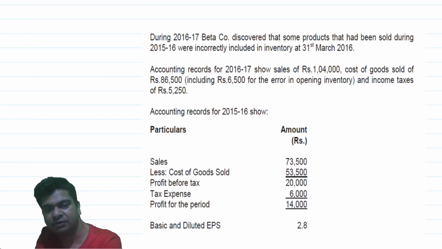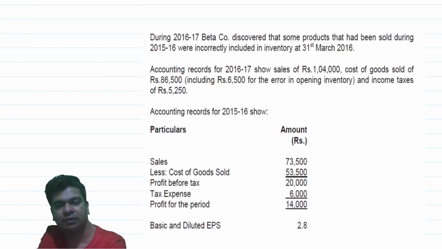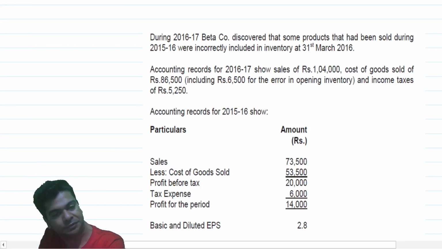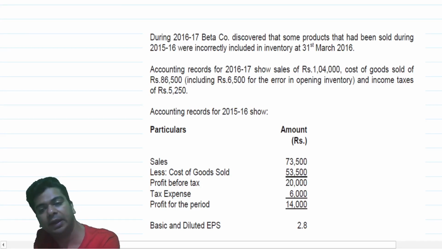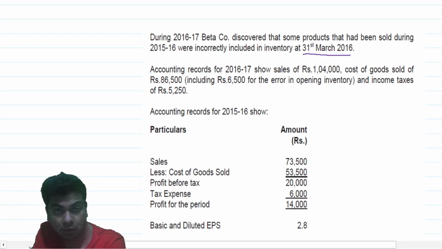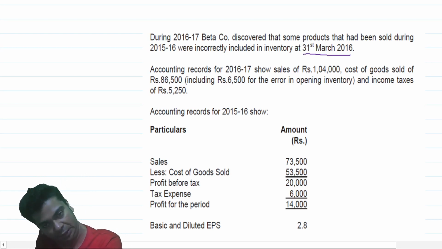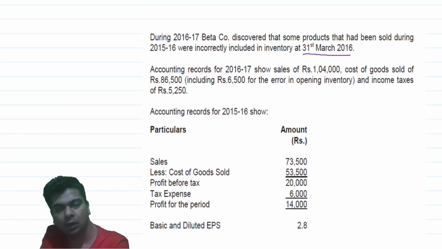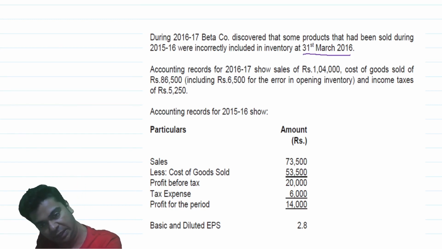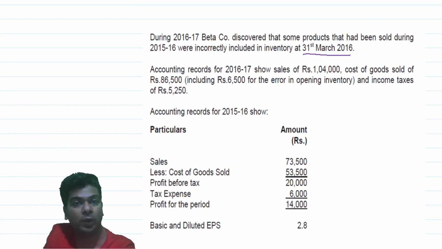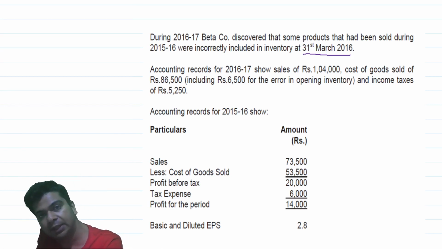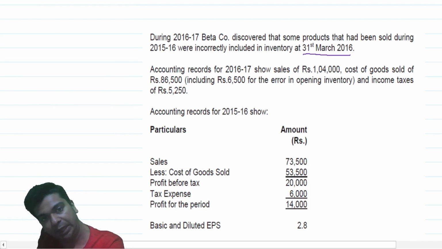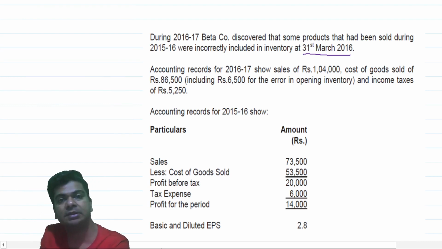During 2016-17, Beta company discovered that some products that had been sold during 2015-16 were incorrectly included in inventory as at 31st March 2016. During 2016-17, you are discovering an error which was committed in the year ended 31st March 2016. You have included certain products in the inventory which were already sold in that year itself. It means this item has been considered twice in the previous year.